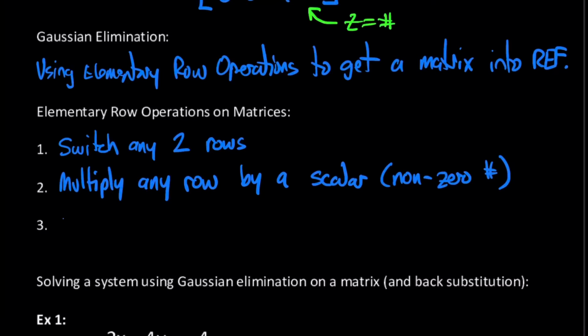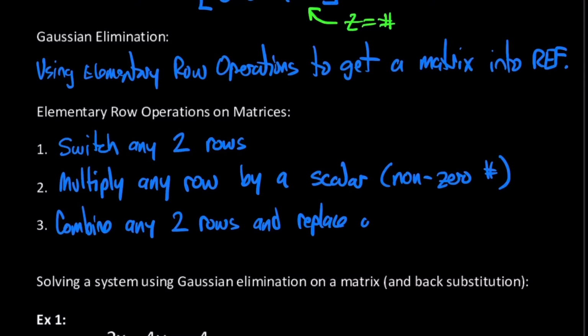And then lastly, combine any 2 rows and replace one of them. So let's say you combine rows 1 and 2. You would then have to replace either row 1 or row 2. So you combine the rows and then you replace one of them. Your choice, which one you want to replace.